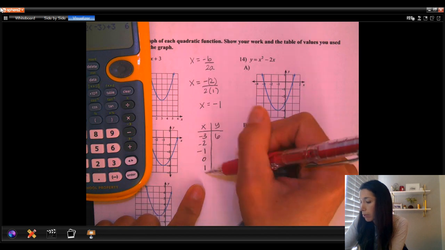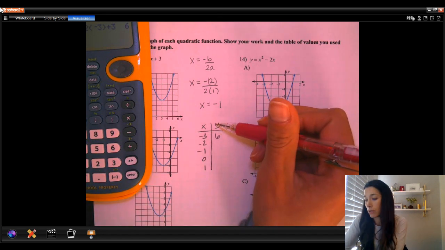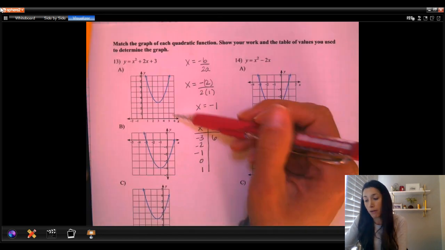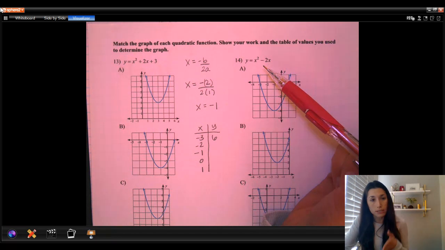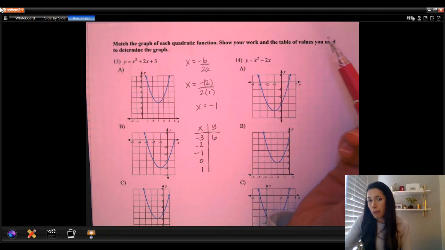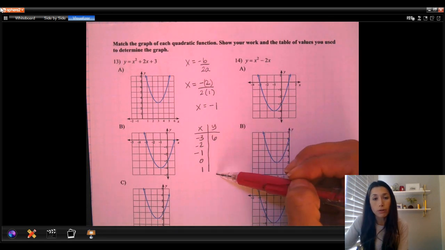And once you have all those table of values, you should be easily able to identify which graph it matches up with. So you're going to do that for question 14 as well. You can do the -b over 2a to find your axis of symmetry line, and then find your vertex for it as well. I know that you might be able to identify the graph from that, but we do want you to actually create your table of values and show that in your work for the test.